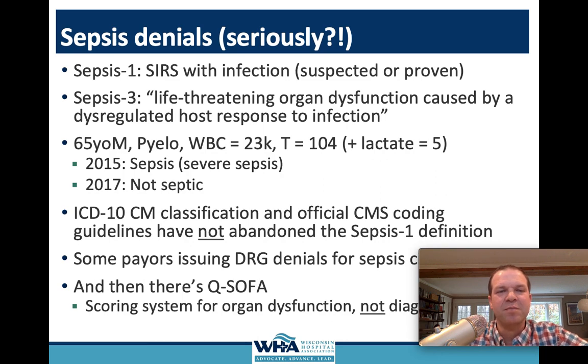And let me give you an example. If we had a 65-year-old male patient with pyelonephritis who had a white blood cell count of 23,000, a temperature of 104, and a lactate of 5, in 2015, this patient would have been septic, probably severe sepsis. In 2017, by SEP-3 criteria or Q-SOFA score, this patient might not be septic at all, depending on other lab values. And so you could see how someone looking at a claim could say, well, it's 2019, we're using sepsis 3, this patient is no longer septic, and we are not going to compensate you or your hospital for your critical care resources. Now, I don't think that's right.